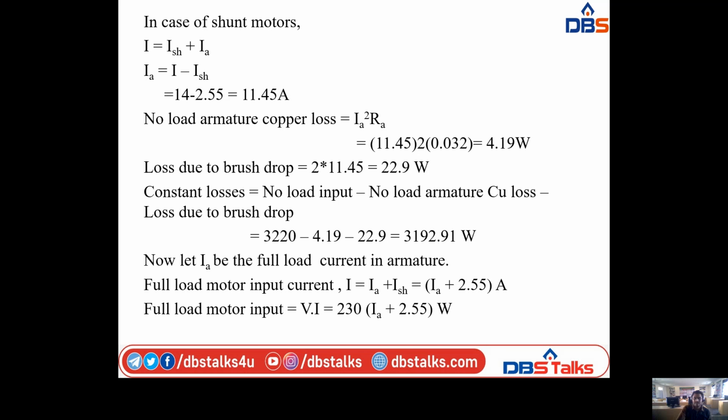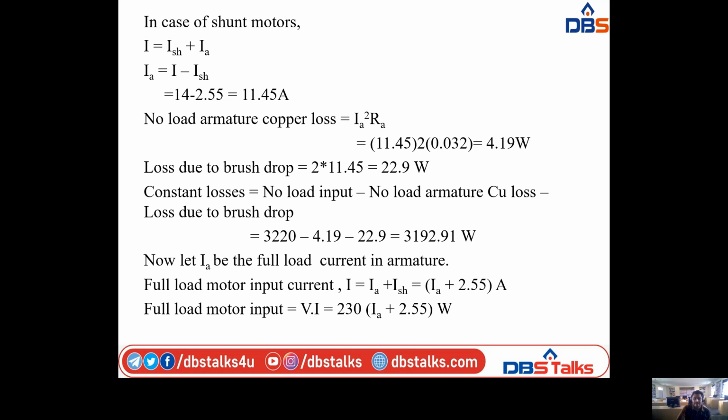So substitute here, no load input power already we calculated, that is 3220 watts, minus no load armature copper loss, that is 4.19 watts, minus loss due to brush drop, that is 22.9 watts. Finally we have the constant losses, that is 3192.91 watts.